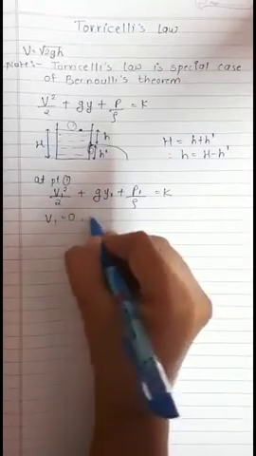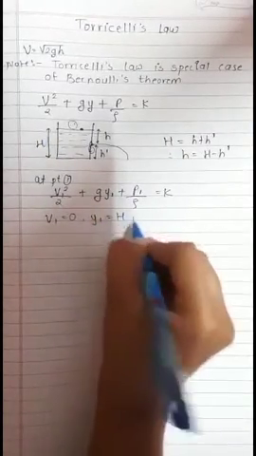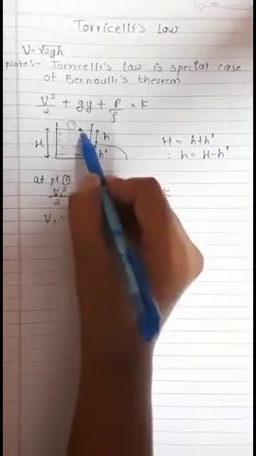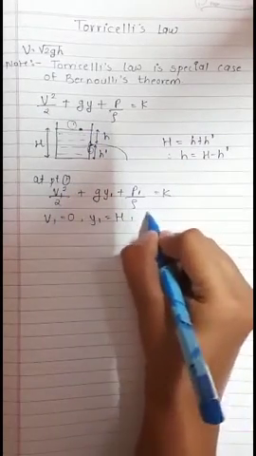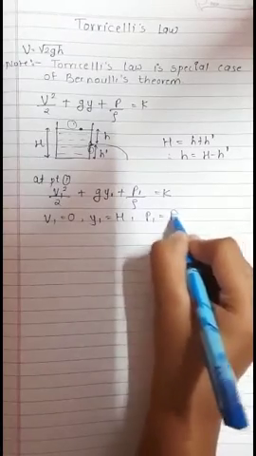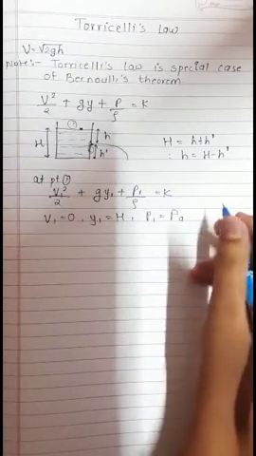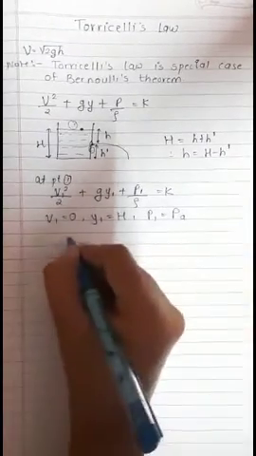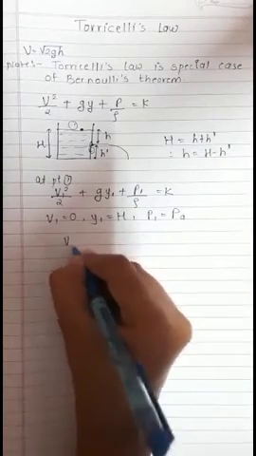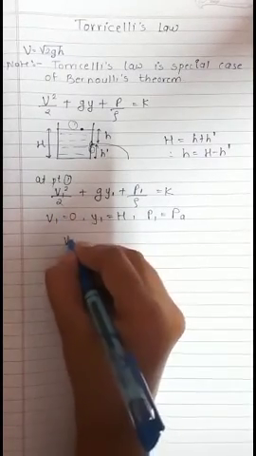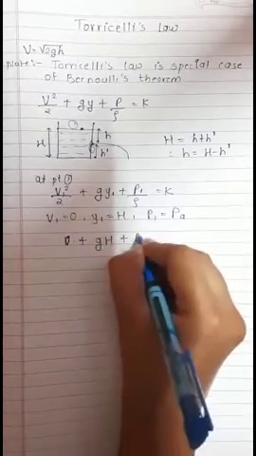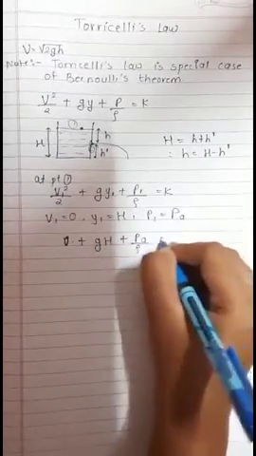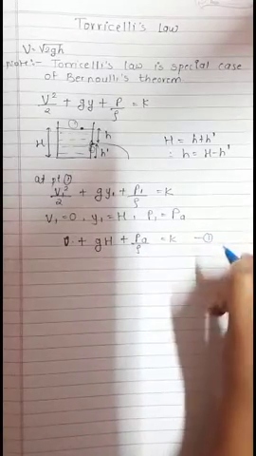From the figure we get that y1 equals capital H, and at this point the pressure is just because of the atmosphere. So we can write that the pressure at point 1 equals atmospheric pressure. Let's put that in the equation. So this term will be 0 plus gH plus atmospheric pressure upon rho equals constant. This is equation number 1.